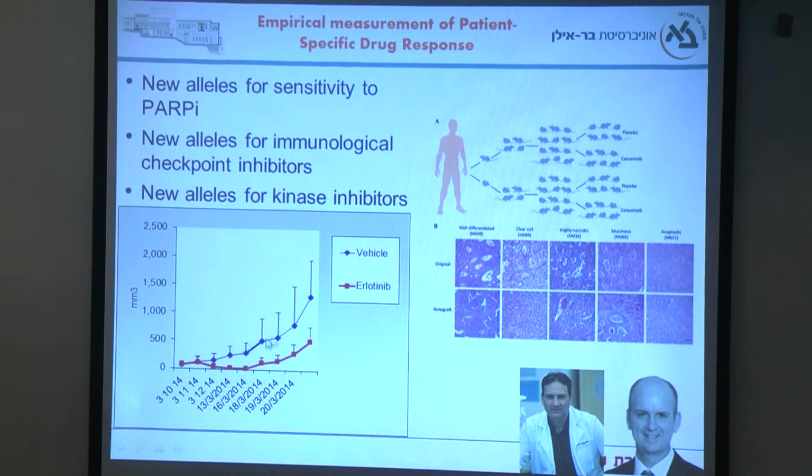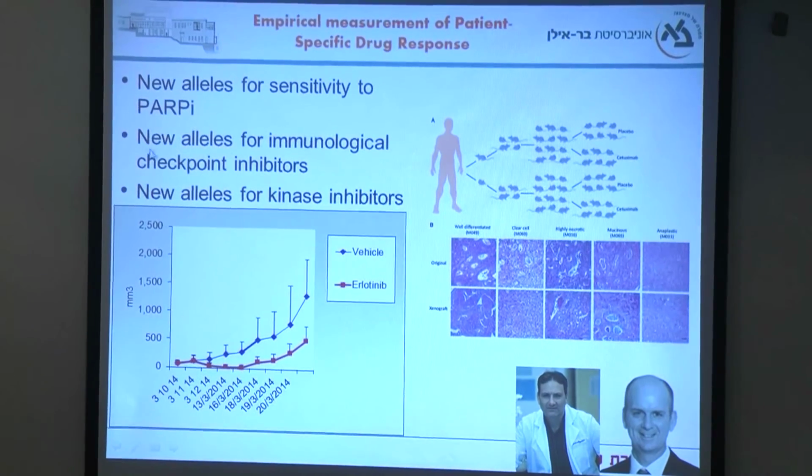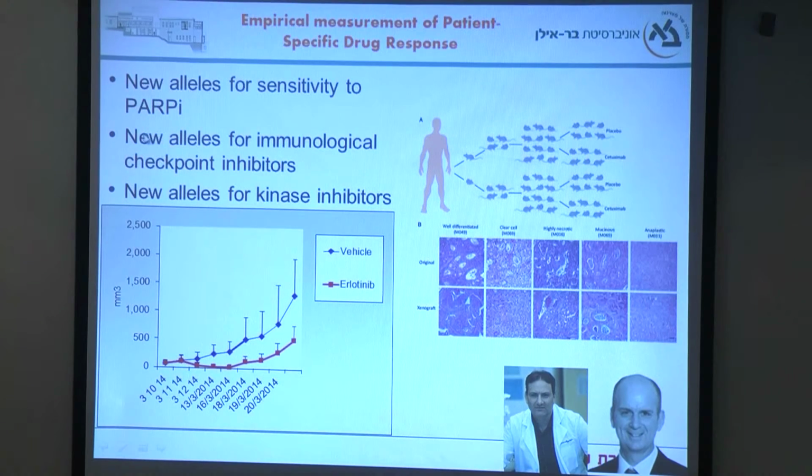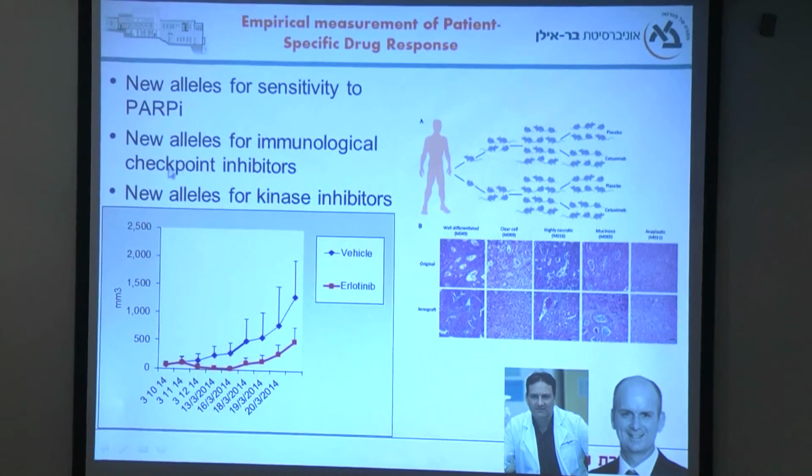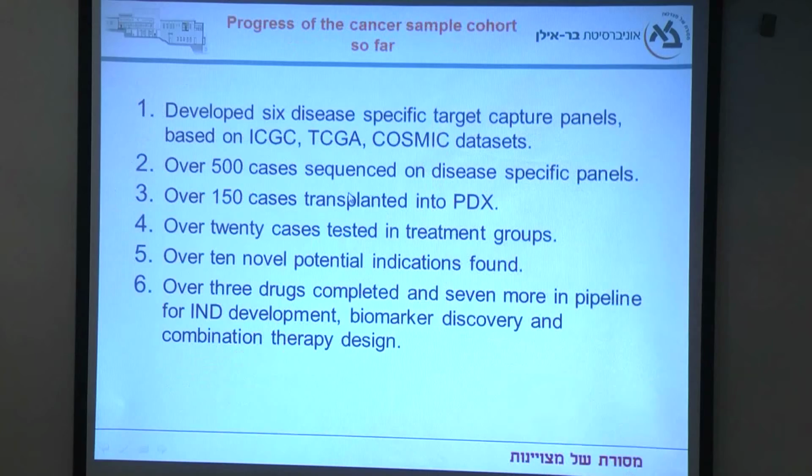And just as an example, I'm bringing three such cases. We found new alleles that represent sensitivity to PARP inhibitors, and some of them are unexpected and don't even belong to the BRCA1 and 2 complex. We found new alleles that represent immunological checkpoint inhibitor sensitivities, and some of them are not expected, nothing to do with the PD-1, PD-L1 match. And we found new alleles for kinase inhibitors, and some of them are not expected.